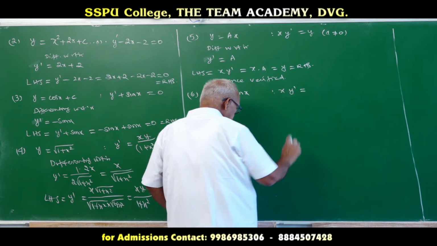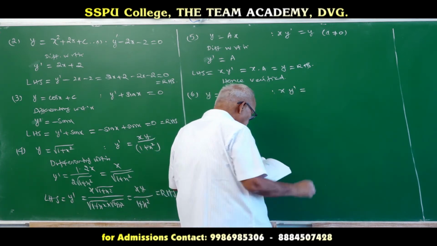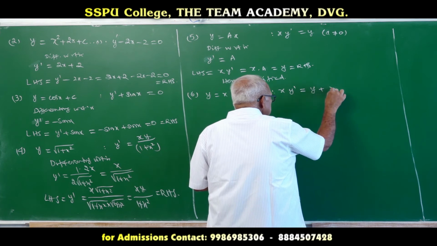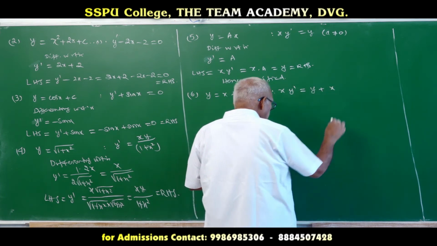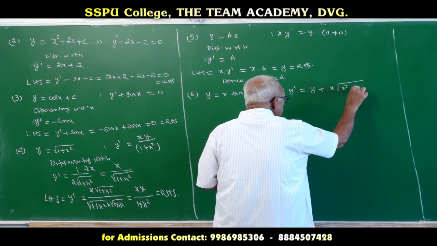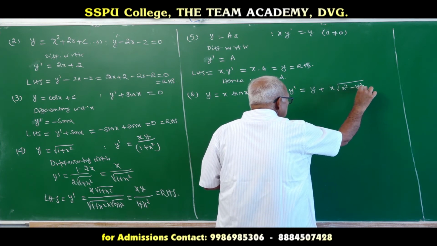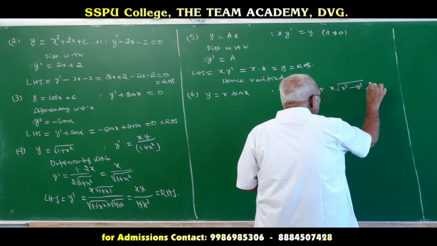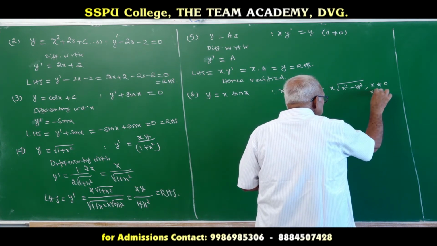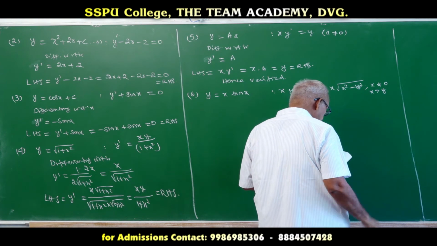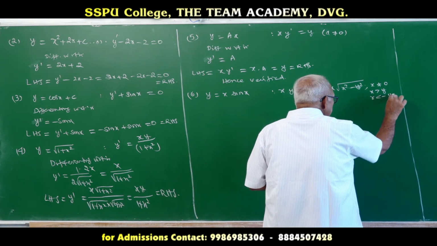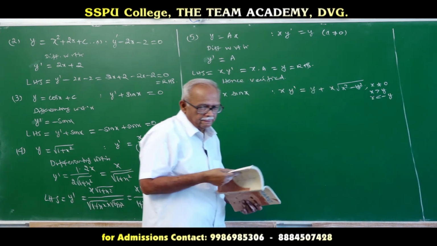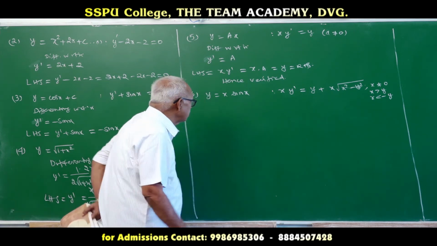x y dash is equal to y plus x into square root of x square minus y square, x not equal to 0, x greater than y, x less than minus y. So, let us differentiate this.